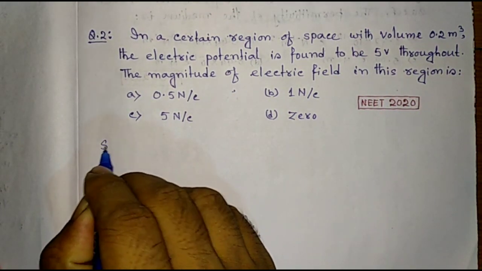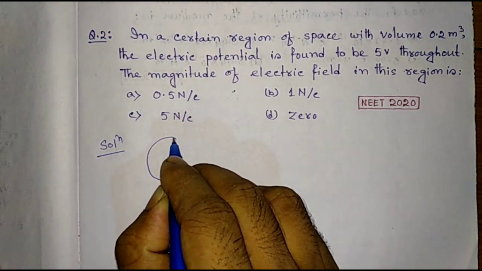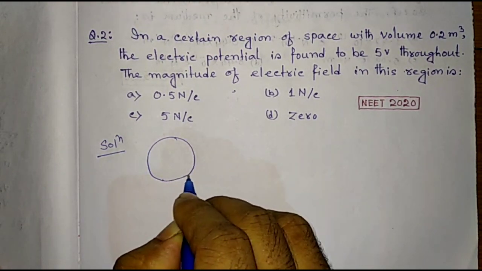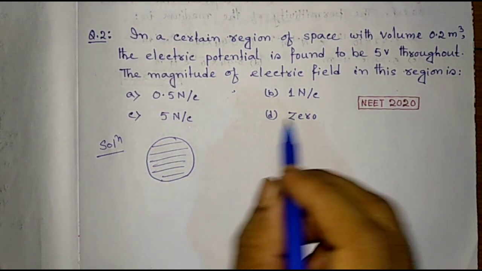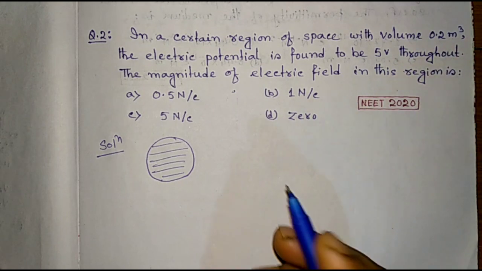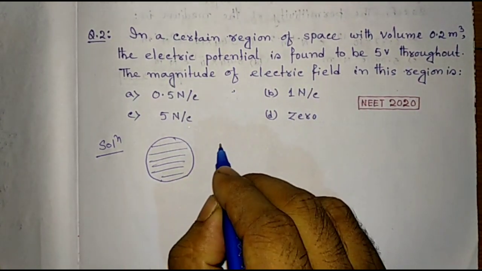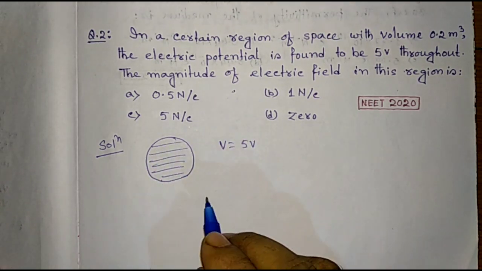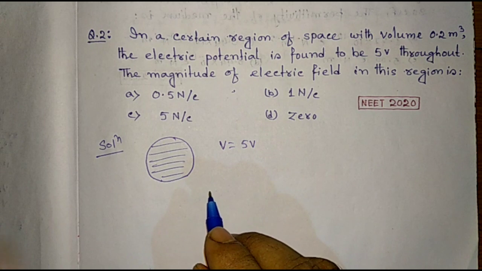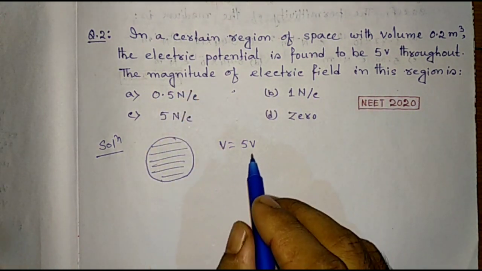So dear student, a region of volume is given, which is 0.2 meter cube. The electric potential V is found to be 5 volt throughout the volume. Then what we have to find out? The magnitude of electric field in this region.